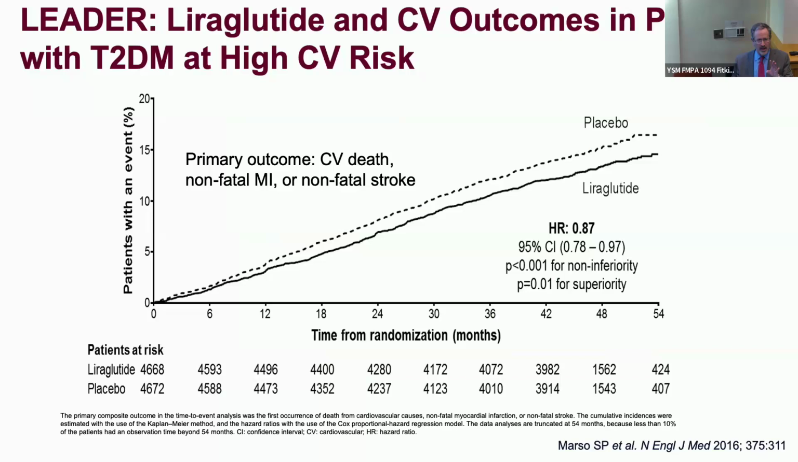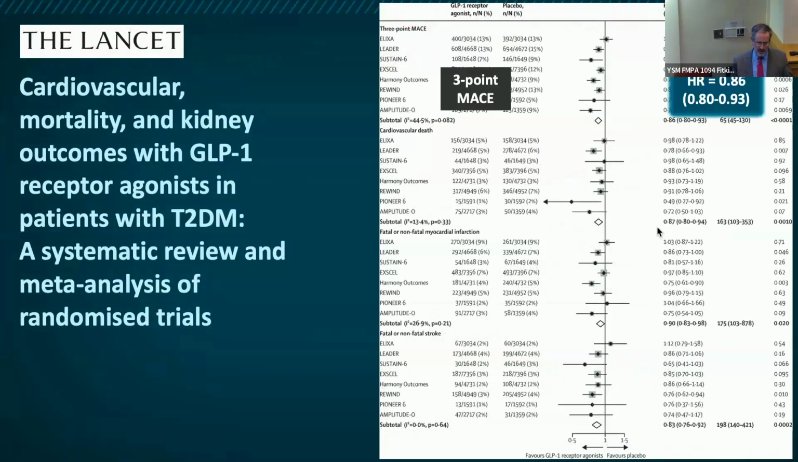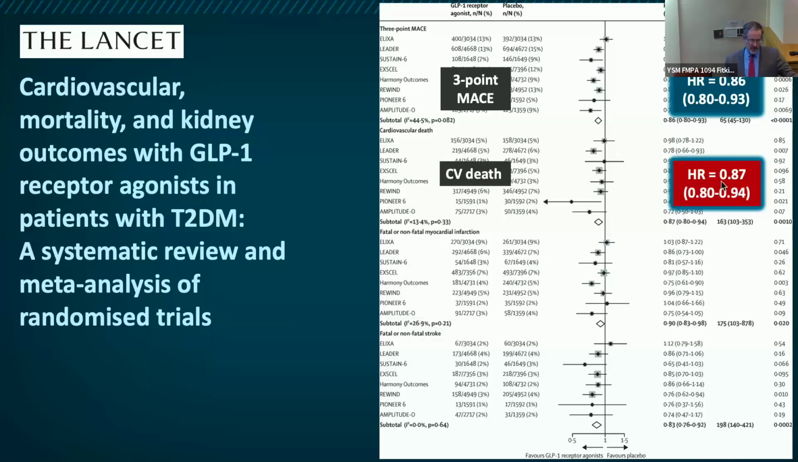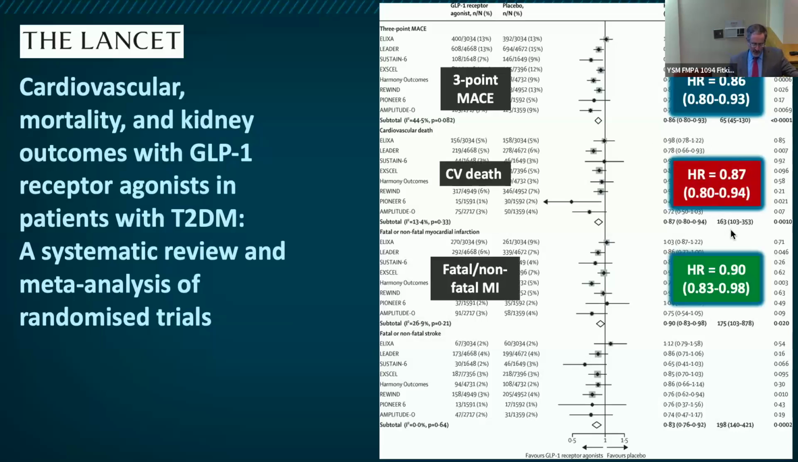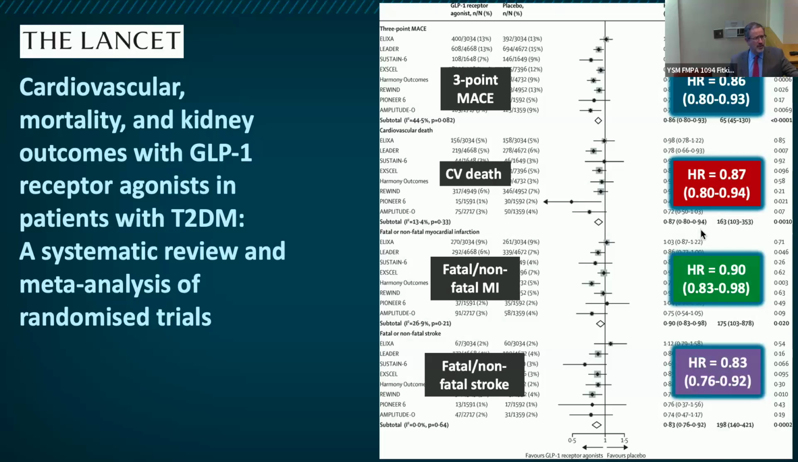So this is the EMPA-REG OUTCOME equivalent for the GLP-1s, called LEADER, with daily liraglutide, showing a 13% reduction in MACE. And since then, there have been 8 additional large GLP-1 based CV outcome trials, and the average MACE effect is 14%, a reduction in CV death of 13%, MIs by 10%, and strokes a little bit larger by 17%.